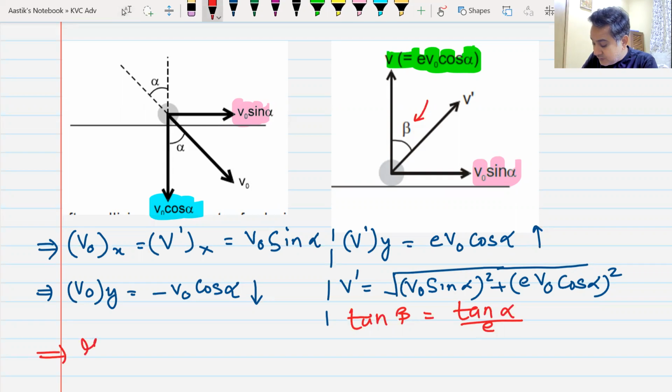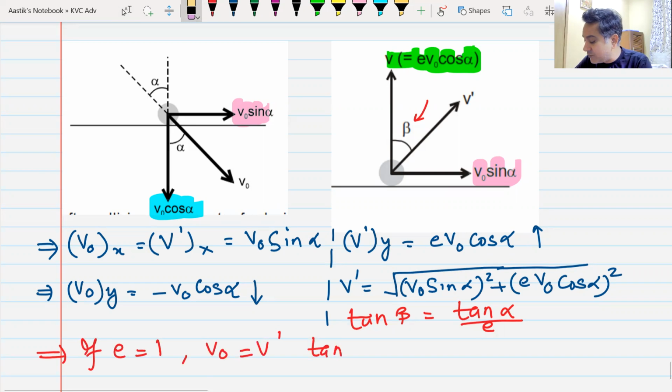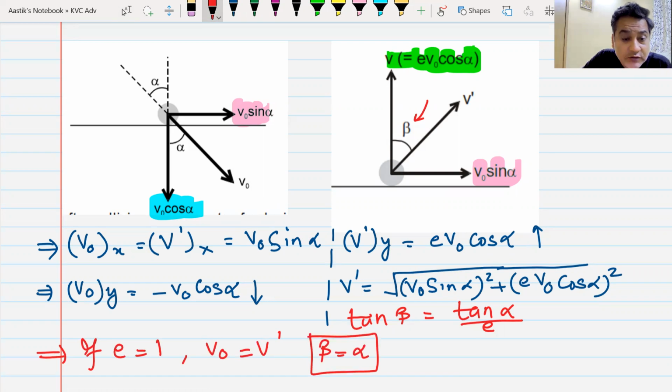One more note: if E is 1, that means it is a perfectly elastic collision, then the magnitude of v naught will be the same as v dash, and beta, the angle of reflection, will become equal to the angle of incidence. That only happens if E is equal to 1, a perfectly elastic collision between a wall and a ball. Do we understand this?